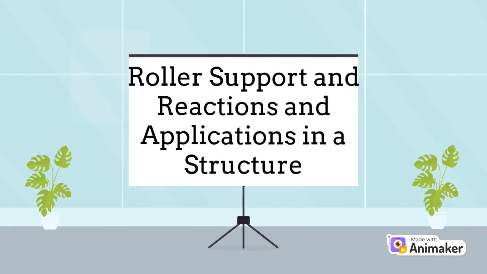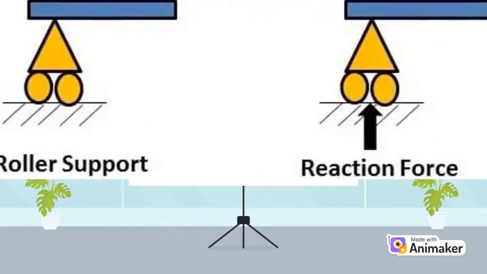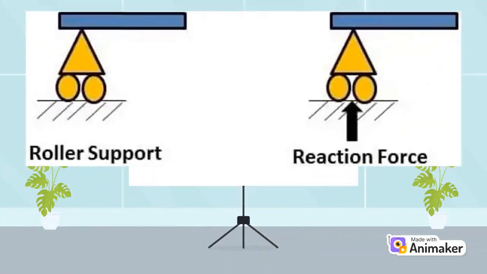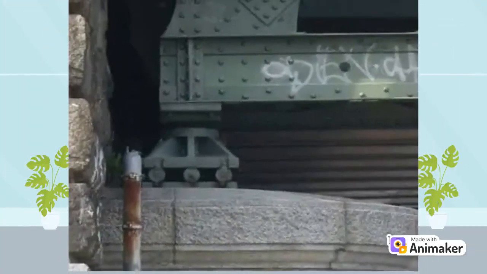Roller support and reactions and applications in a structure. Roller supports only resist perpendicular forces, and they cannot resist parallel or horizontal forces and moment. It means the roller support will move freely along the surface without resisting horizontal force. This type of support is provided at one end of bridge spans.